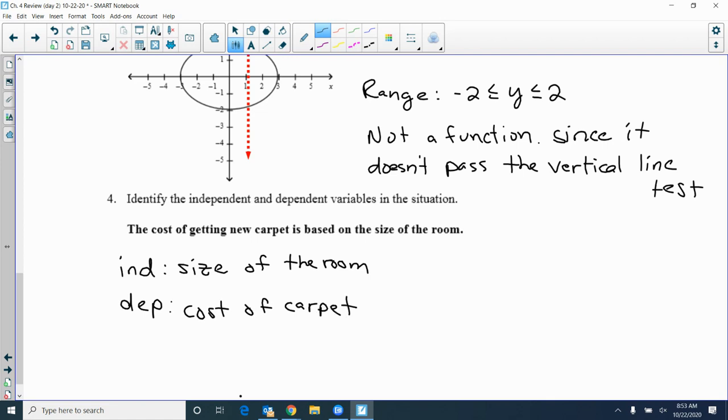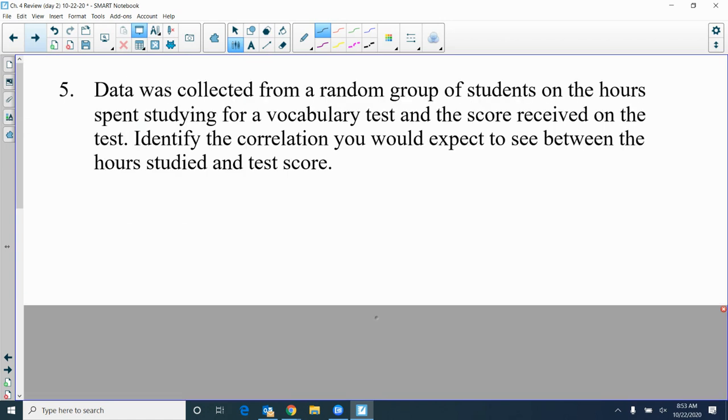Okay, 99 times out of 100, the cost is the dependent variable. I'm trying to think of a situation where it's not, I can't, but I don't want to say it's 100%. But usually the dependent one is the cost. It's going to depend upon something else, size of the room, amount of paint for that. Okay, so number 5. I think that's on the back then.